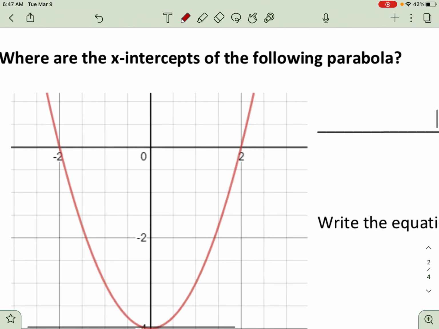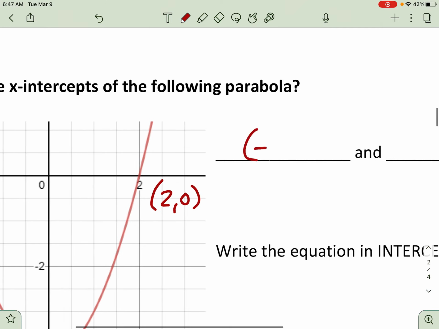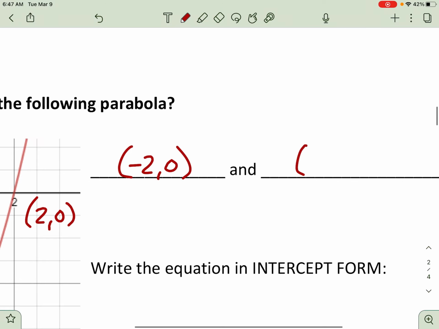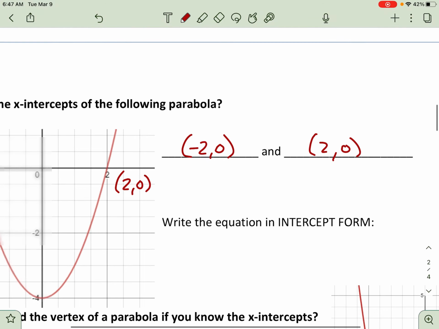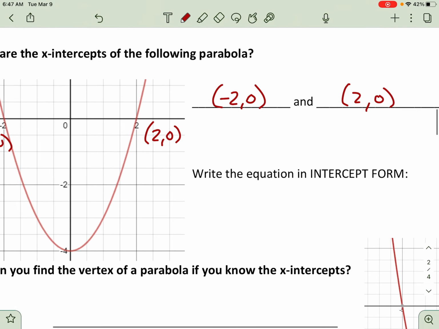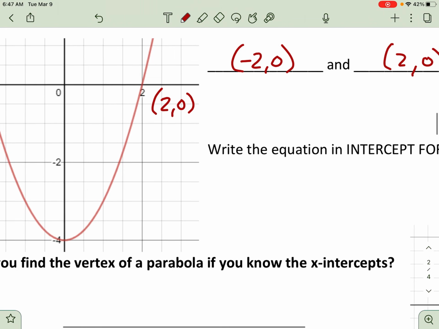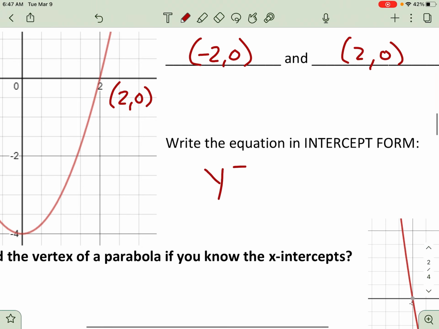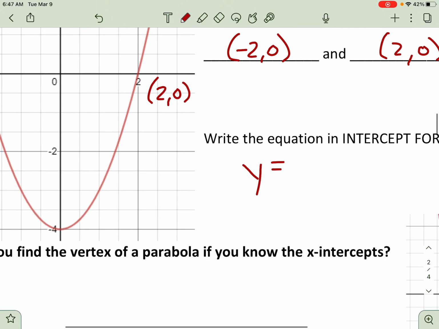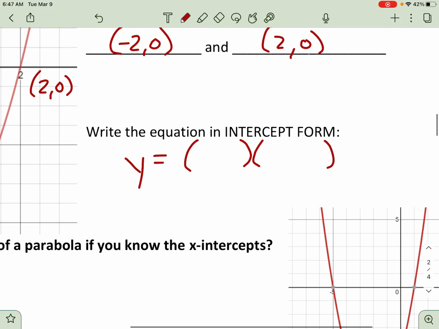Like for instance, this first one says, where are the x-intercepts in the following parabola? Well, this one is at (2, 0), and this one's at (-2, 0). Okay, so (-2, 0) and (2, 0). But then it says write the equation in standard form. Well, the equation for this, okay, would be y equals, since it's positive, a would be positive, so we don't need to put anything there.